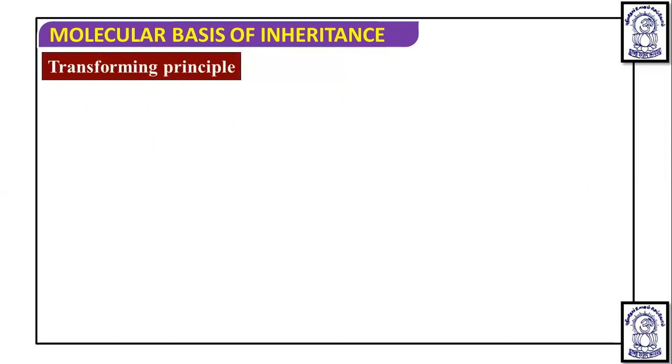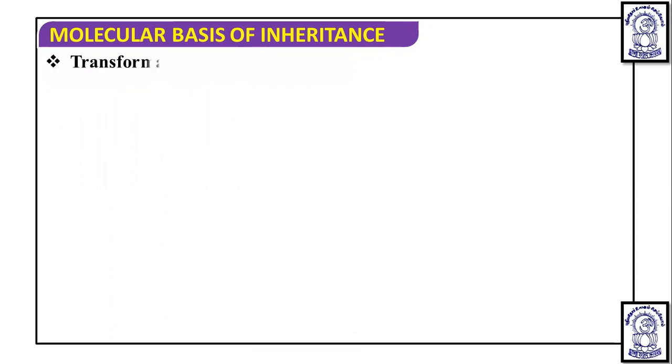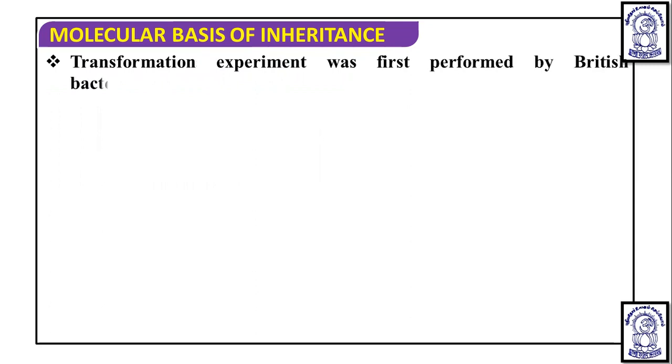Later on, this discovery led to some more conclusions, and some experiments were done in the search for genetic material. First is the transforming principle experiment, and this transformation experiment was carried out by Griffith. This experiment was first performed by a British bacteriologist, Frederick Griffith, in 1928.